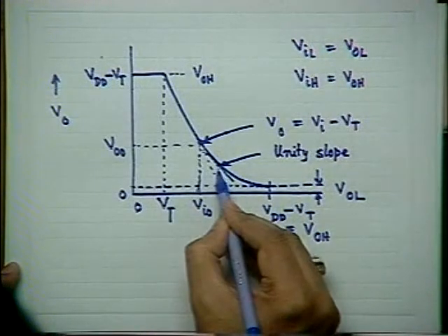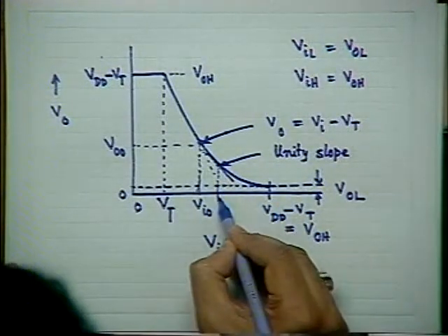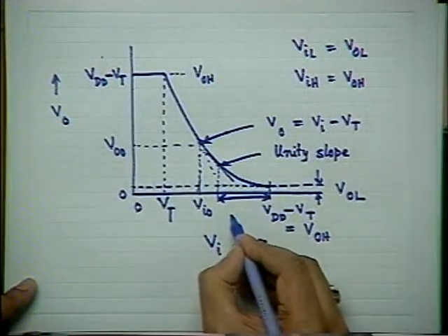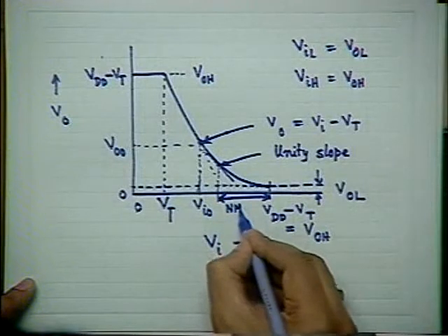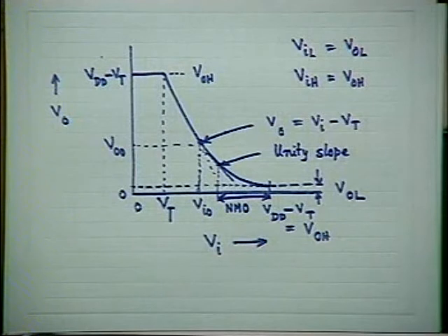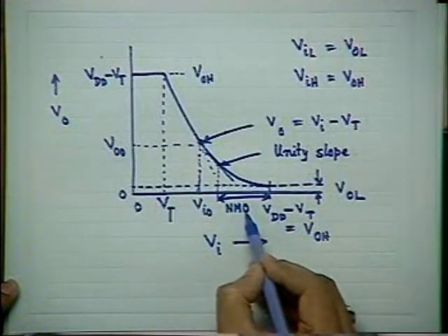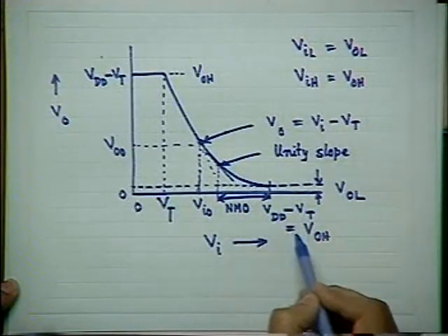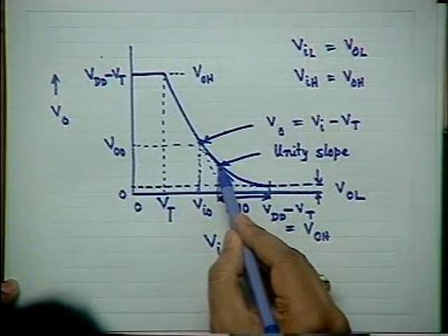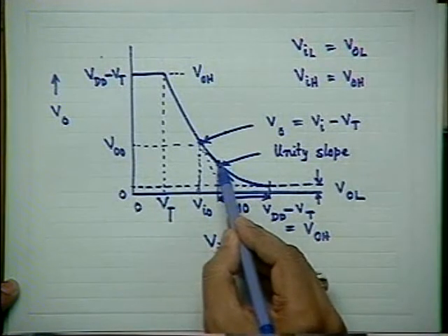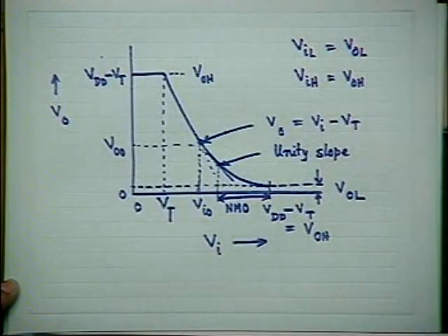And from this point to this, what is this called? Noise margin in the output 0 state or input high state, whatever you call it. There are two ways of defining this. So this is my noise margin for the output 0 state. It is VOH minus the input voltage where the gain is unity, slope is unity.